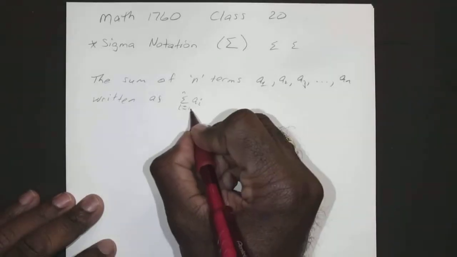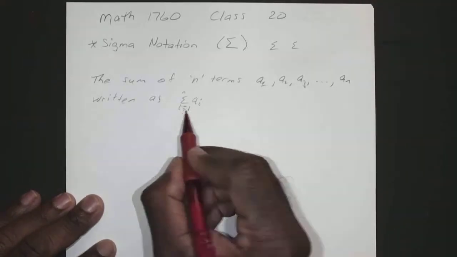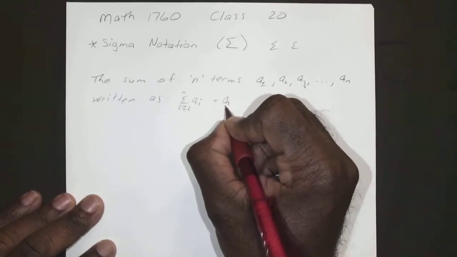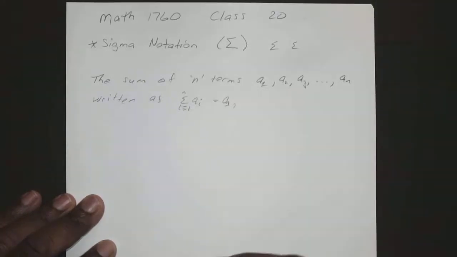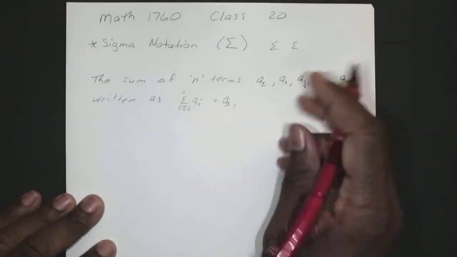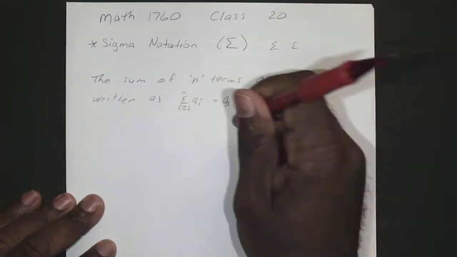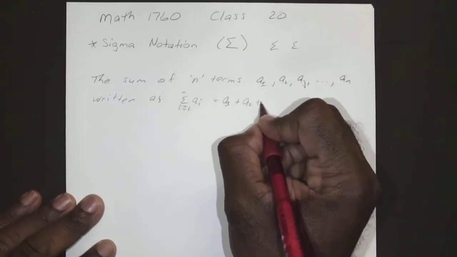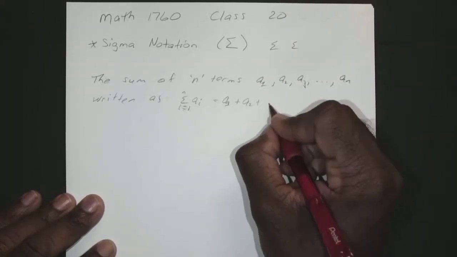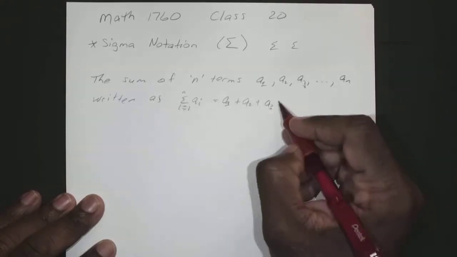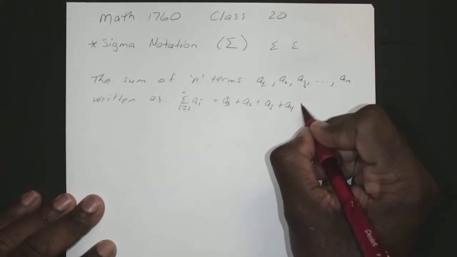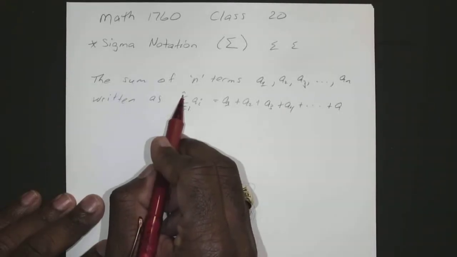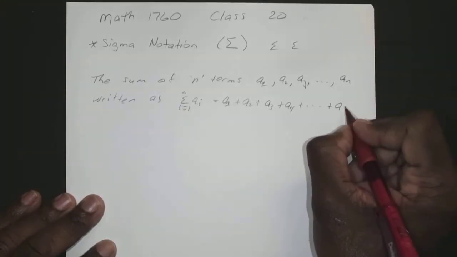Okay, so all that means is we're going to start at I equals 1, so that I just becomes 1. Then we're going to go to I equals 2, that should be a plus sign. Then we're going to go for I equals 3, then I equals 4, and we're going to keep doing that all the way until we get to whatever your upper bound limit is.